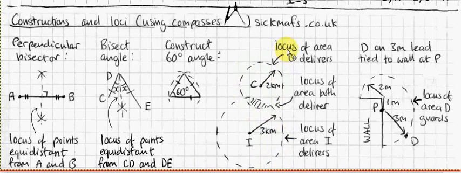This line, I should say, represents the locus of what C delivers to, or where C delivers to. And this is the locus of the area the Indian takeaway delivers to. And of course this area here, or this boundary line here, is the locus of the area both of them deliver to, because obviously you can see that, can't you?